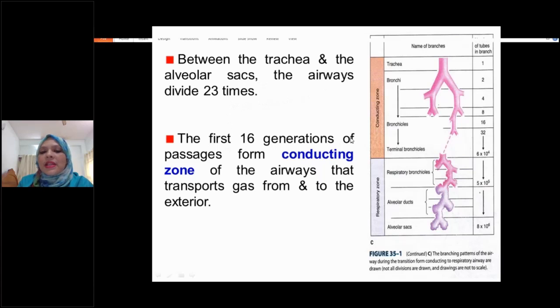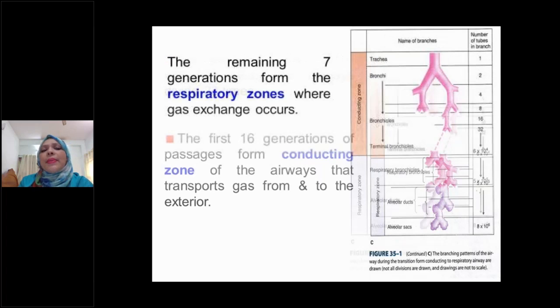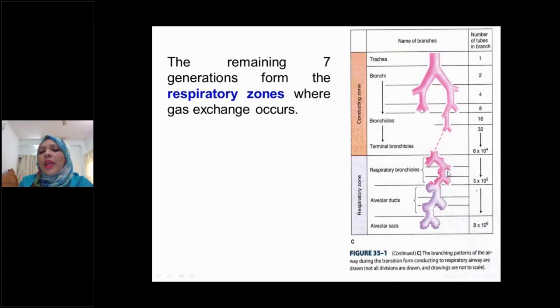The first 16 generations of passage form the conducting zone, that is from the nose to the terminal bronchiole. This is called the conducting zone. Only transport of gases occurs in this area. The remaining 7 generations form the respiratory zone, that is the respiratory unit, from the respiratory bronchiole up to the alveoli. This is called the respiratory zone, where truly gaseous exchange occurs. In the conducting zone, no gaseous exchange occurs, only conduction of air occurs.